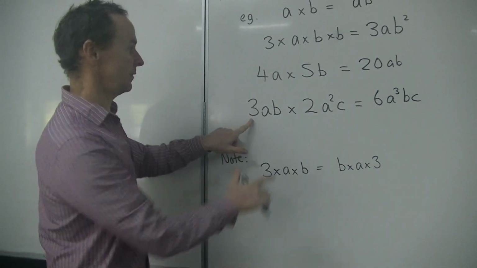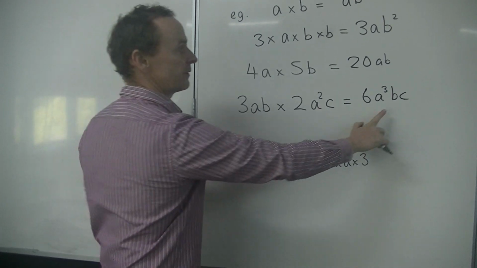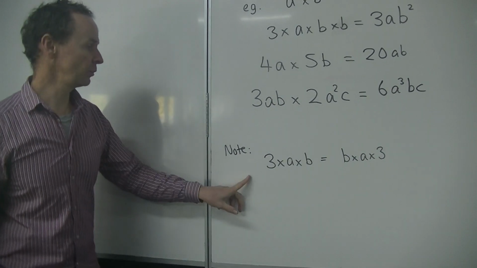So the answer is 6. 3 times 2 is 6. A times A squared is A cubed. And there's a B and a C, so you write BC there. And there's your answer.